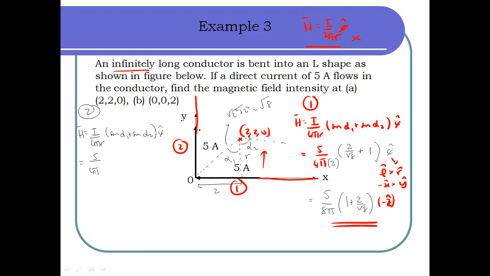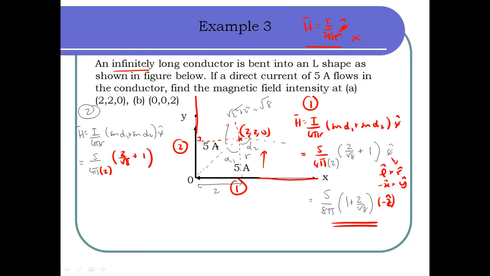So R, if you base on this diagram, should be our perpendicular distance. We know that the coordinate is 2, 2, 0, so again R equals 2. Sine alpha 1, the idea should be the same as before, in which sine alpha 1 is 2 over the square root of 8. Whereas sine alpha 2 will also give us 1.